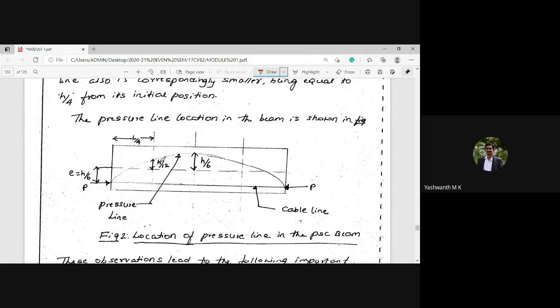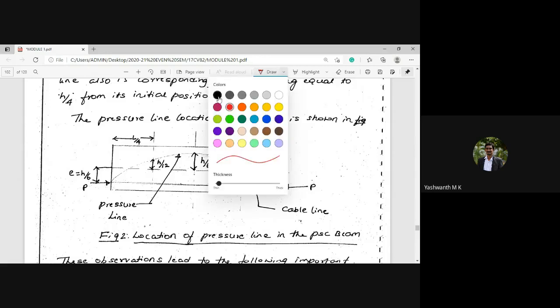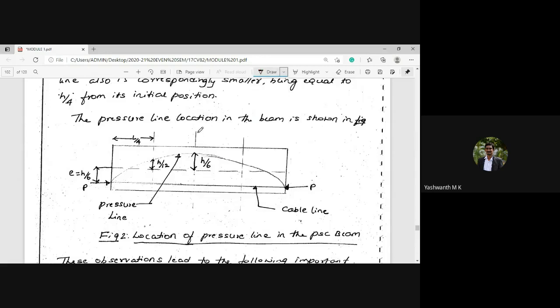You can see how to locate this. Please observe here, this is very important. So this is a PSC beam. And next, this will be the mid span. So this will be the quarter span, 1/4 of L. So there also it is quarter span, 1/4 of L.